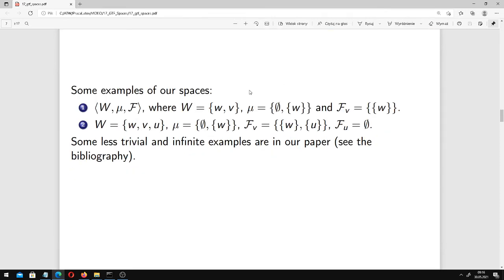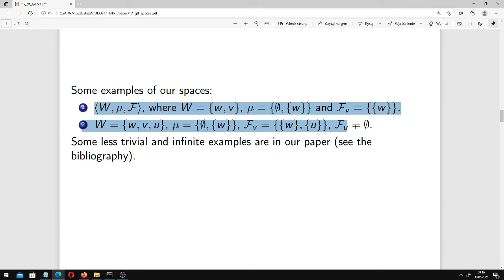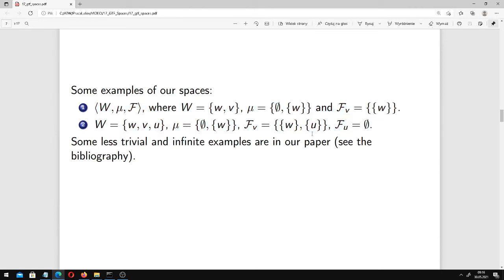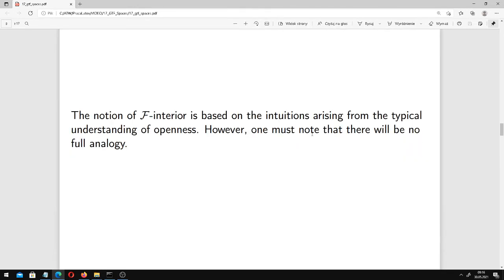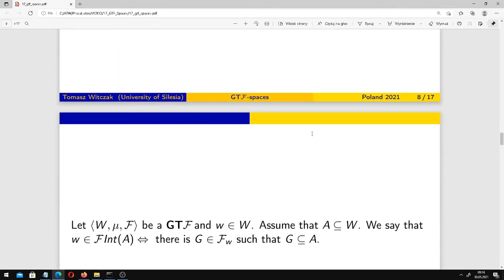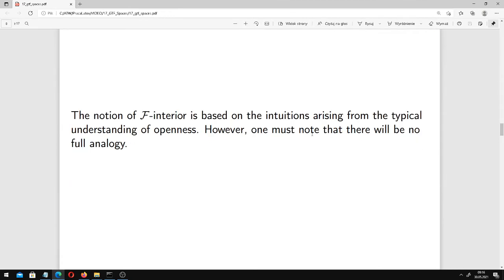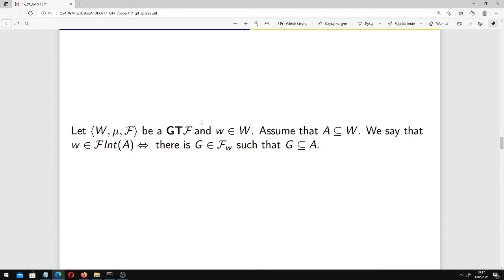Well, some very simple examples of our spaces have been listed below. Of course, they are rather trivial and finite, but you may find less trivial and even infinite examples in our papers in the bibliography. The notion of F-interior, which will be introduced on the next page, is based on the intuitions arising from the typical understanding of openness. However, one must note that there will be no full analogy. And here we have the F-interior.